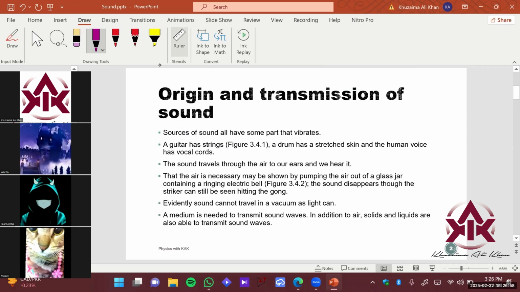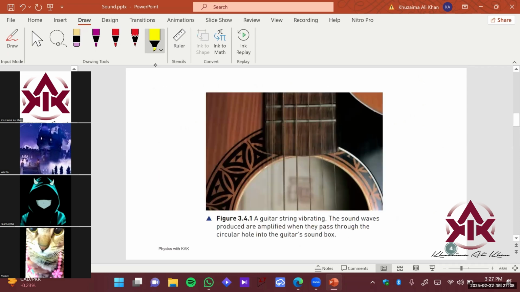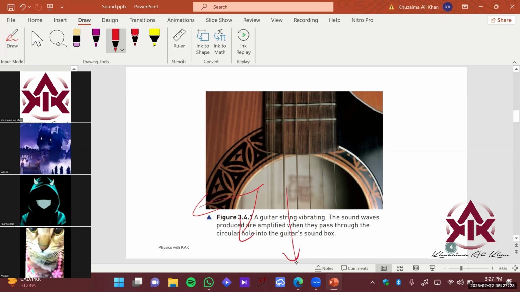Okay. Sources of sound all have some vibrating parts, right? Let's say if you recall a guitar, if you have played a guitar, you see that it has strings over here, right? And when these strings vibrate, you have a sort of chamber inside this, which amplifies the sound and sends it outwards. Okay. So if you see this guitar string over here, it's vibrating, right?